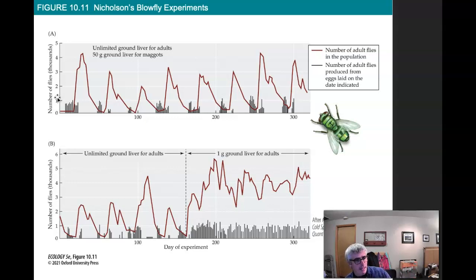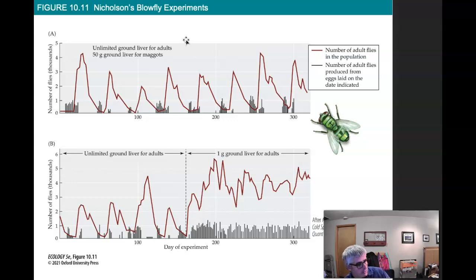You can grow fat and happy. You can metamorphose into an adult fly and go on to lay more eggs. In this first experiment, there's unlimited food for adults. So if you can make it to adulthood, the buffet is open, smorgasbord as much as you want, but you have to get through this maggot stage where there's only 50 grams of ground liver for everybody that's there.